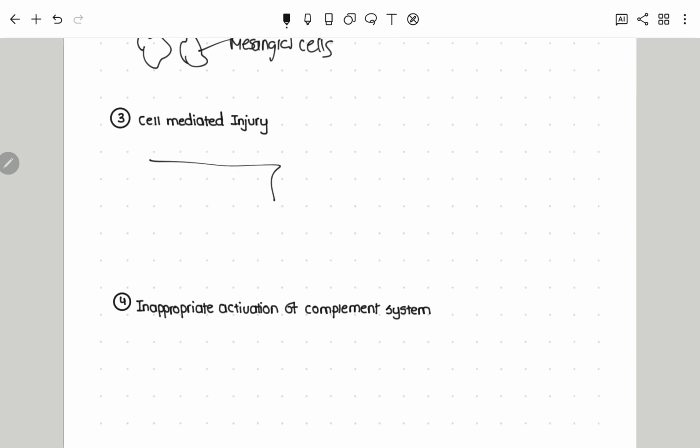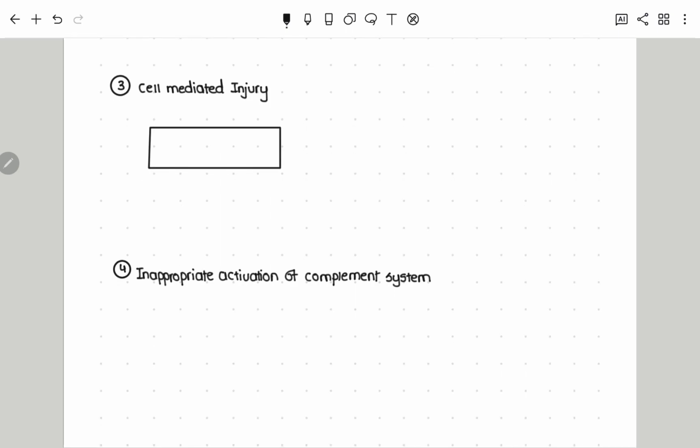Then we move on to cell mediated injury. And so once again I will draw out the basement membrane here with podocytes and their foot processes.